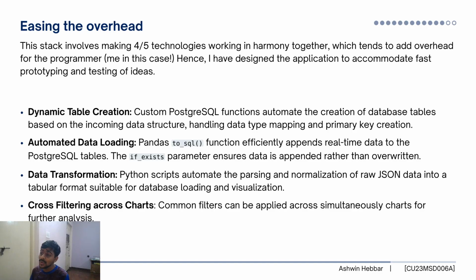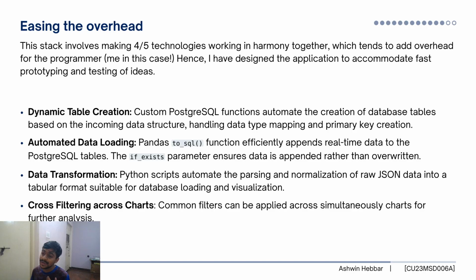The to_sql function in Pandas really helps in this, and in a very elegant manner just pushes the data to an existing table. And if the table does not exist, it also creates a table. But the if_exists parameter ensures data is appended rather than overwritten. That also helps, because we need to be able to take note of all of the historical data.